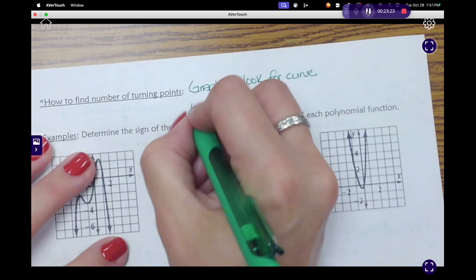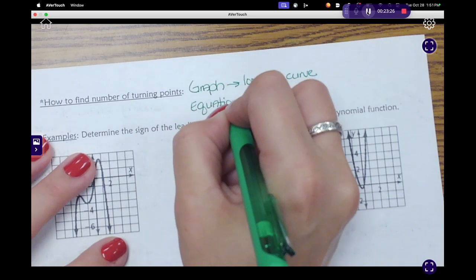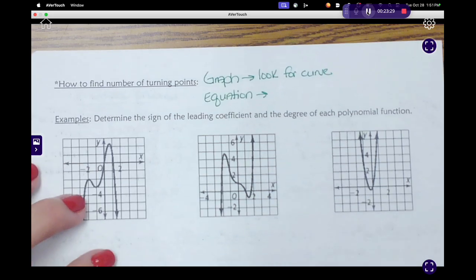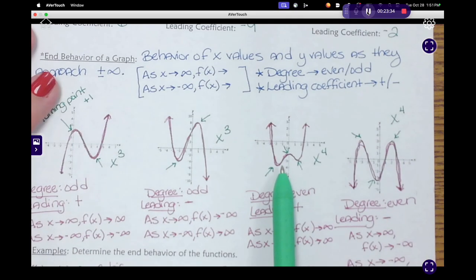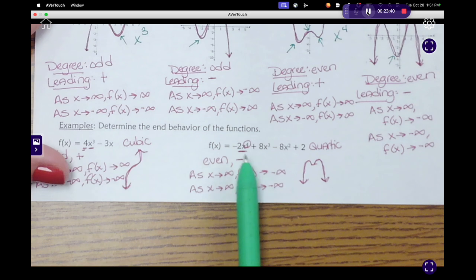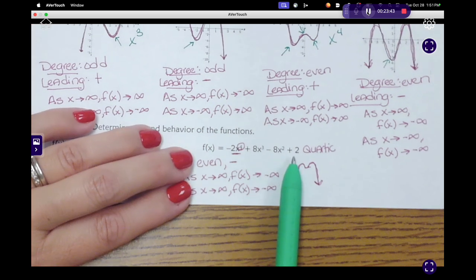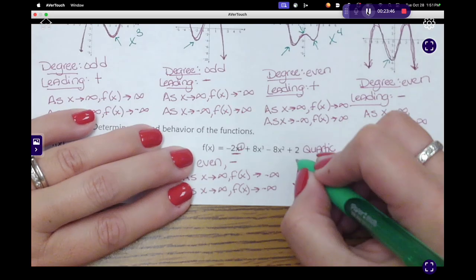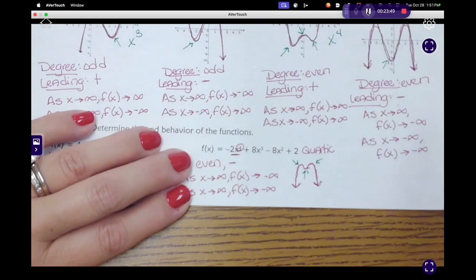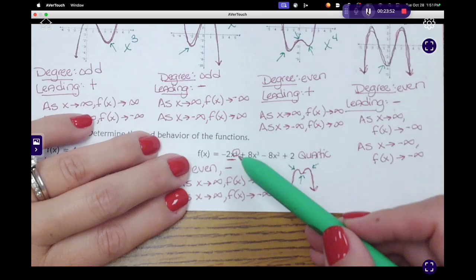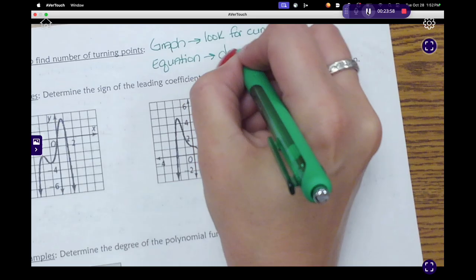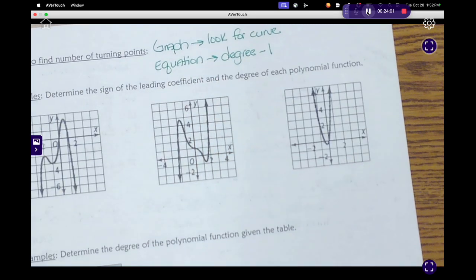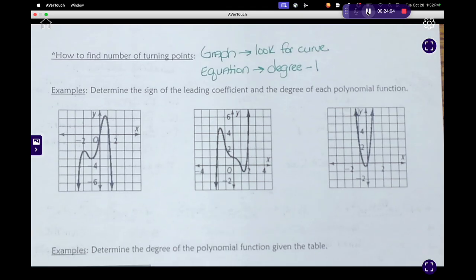If I'm given an equation and I say how many turning points are in that equation, if we work backwards, here I was given a graph and I said, okay, what's the degree? For that I just took the turning points and added 1. Here, when I looked at this, we had 1, 2, 3. I'm just working backwards from what I did here. So if I'm given an equation, instead of adding 1 like I did for a graph, here you would take the degree and subtract 1. And that's going to tell you how many turning points that equation or that graph would have.